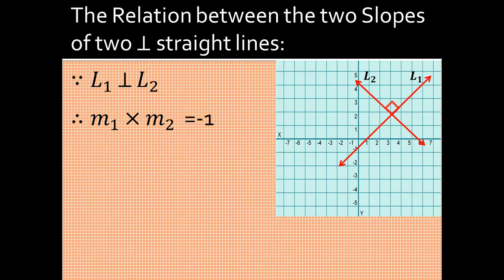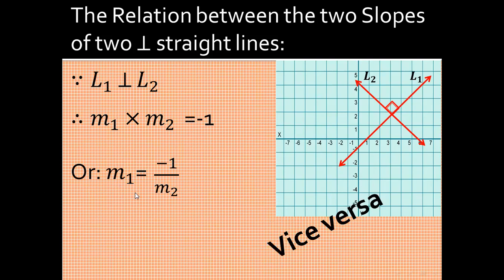Again, if we have two perpendicular straight lines, the slope of the first straight line multiplied by the slope of the second straight line is going to be -1. The product of the two slopes is -1. Or we can say that the first slope equals -1 over the second slope. It is the same: if m1 times m2 equals -1, it is equivalent to saying m1 equals -1 over m2. This is another form.